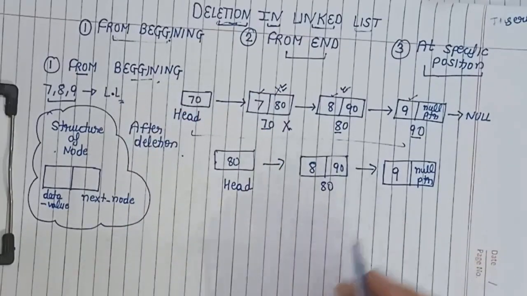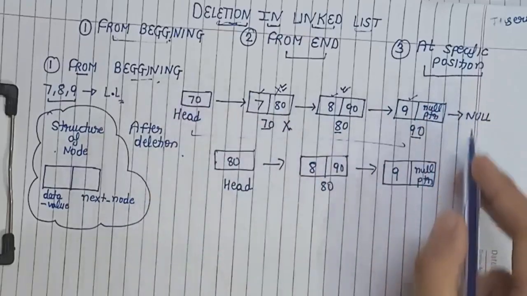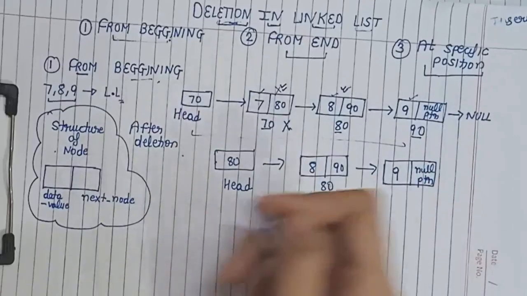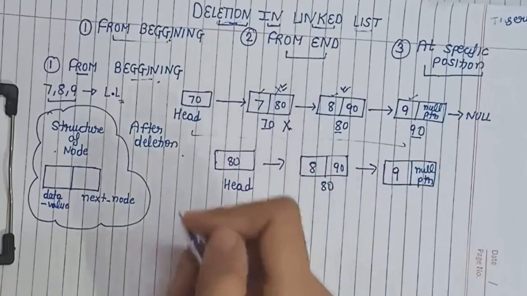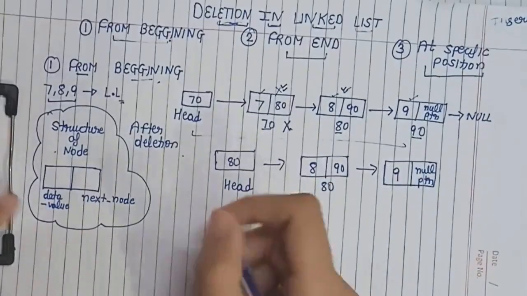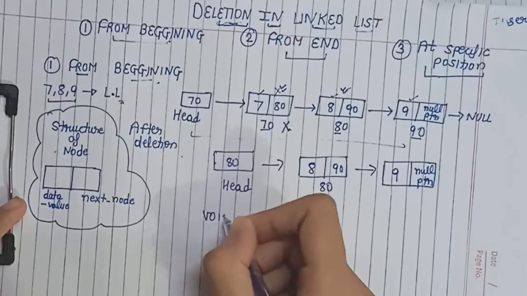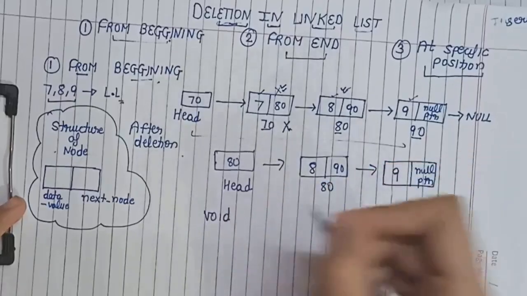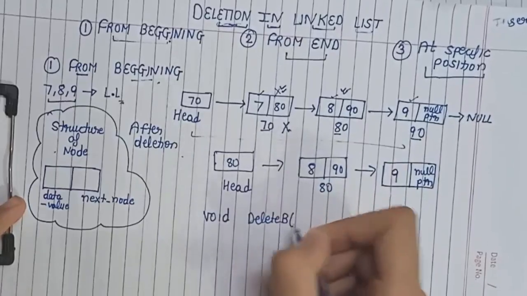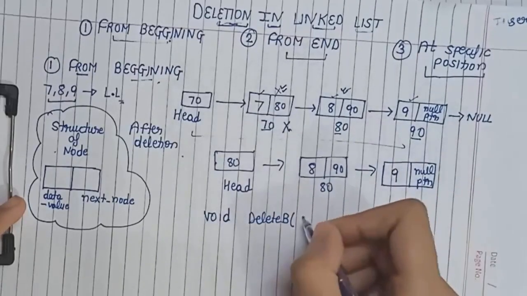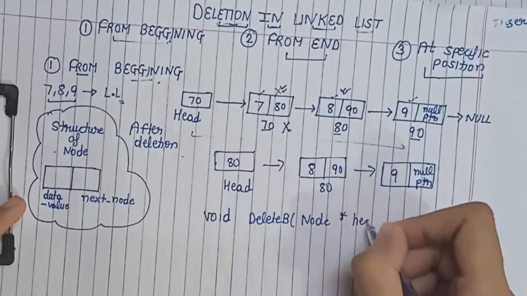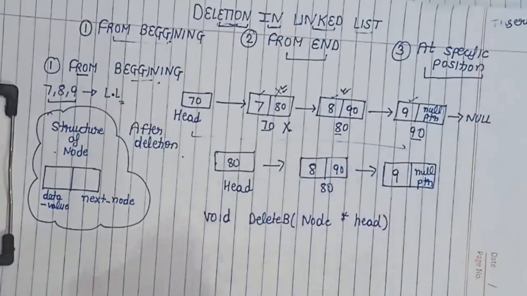So now let us see the code for how you can delete from the beginning in the linked list. We will be writing a function for this. The name of the function to delete the node from the beginning is delete b, and the parameter to this function will be the head of the linked list. So this is node star head.